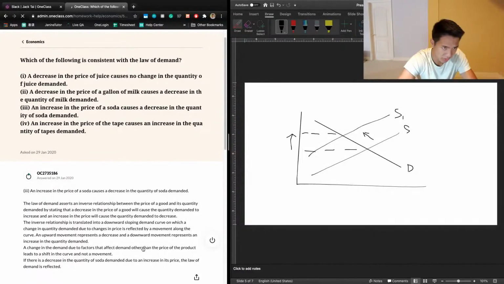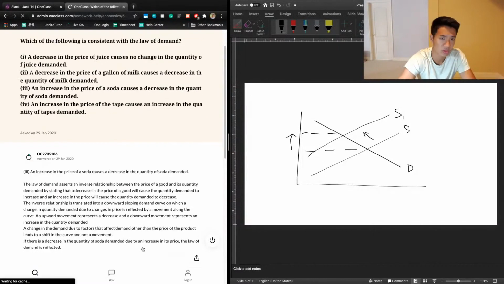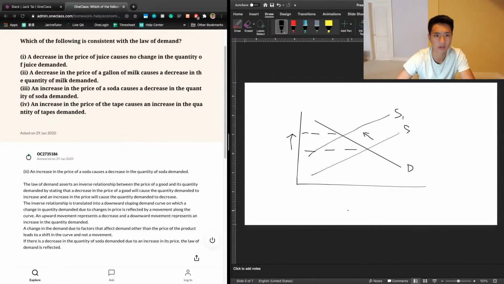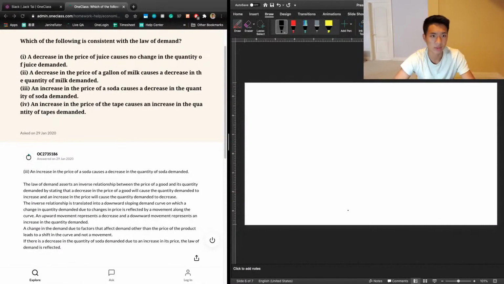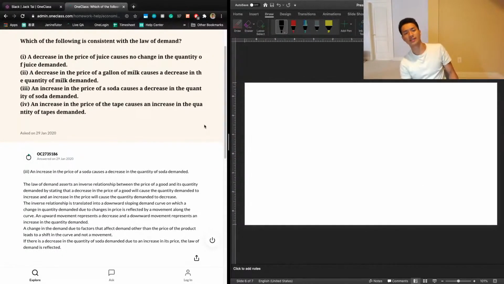Next question says, which of the following is consistent with the law of demand? A, an increase in the price of juice causes no change in the quantity of juice demanded. B, a decrease in the price of a gallon of milk causes a decrease in the quantity of milk demanded. C, an increase in the price of soda causes a decrease in the quantity of soda demanded. Or D, an increase in the price of tape causes an increase in the quantity of tapes demanded.